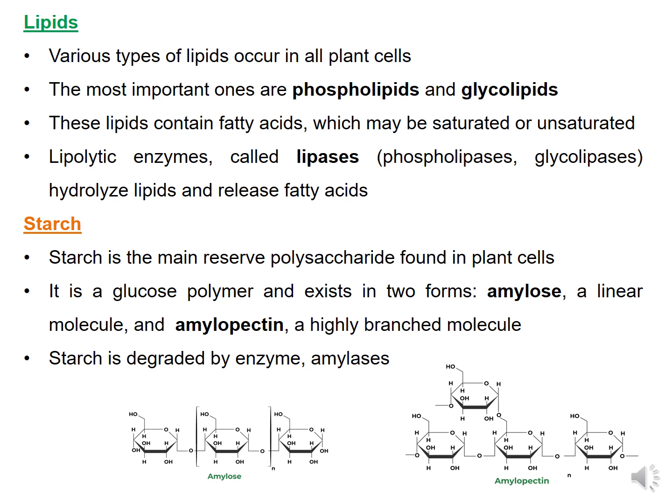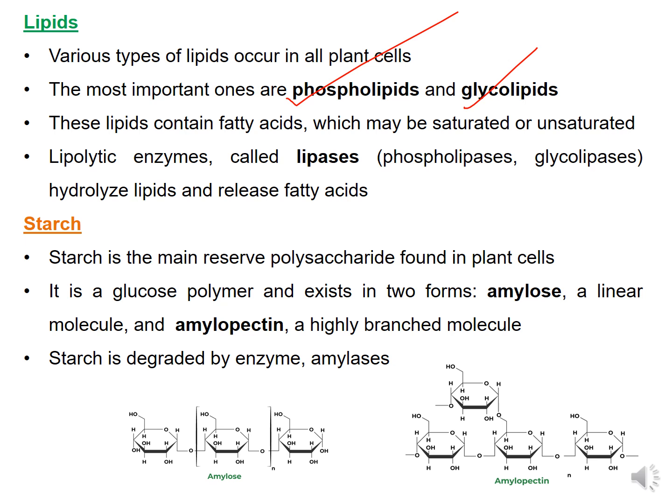And after these proteins, lipids and starch are also present in the cell wall, and various types of lipids we can find in the plant cells, either in the form of phospholipids or glycolipids. These lipids contain fatty acids that may be saturated or unsaturated, and the lipolytic enzymes that can degrade these lipids are known as lipases. These lipases may be either phospholipases or glycolipases, which hydrolyze lipids and release these fatty acids. These fatty acids will be utilized by the pathogens.